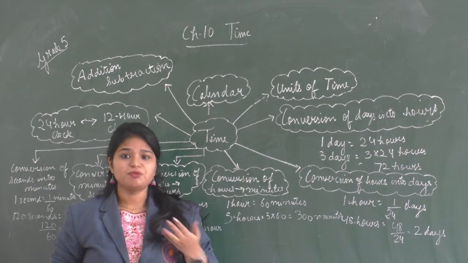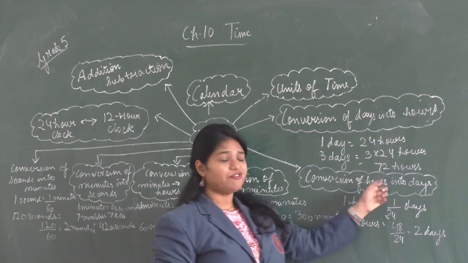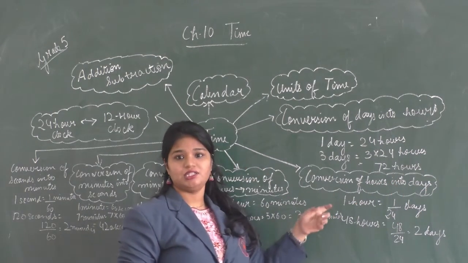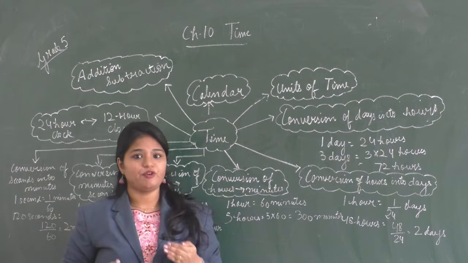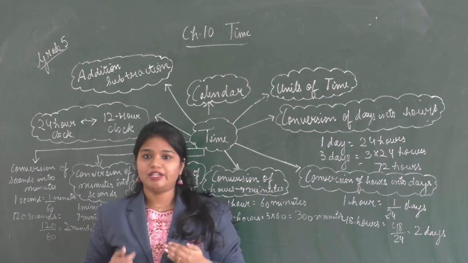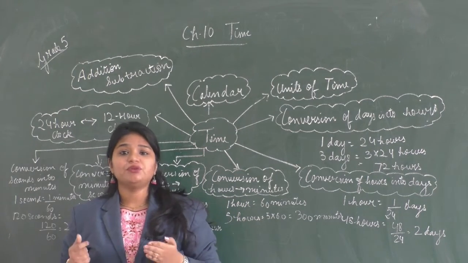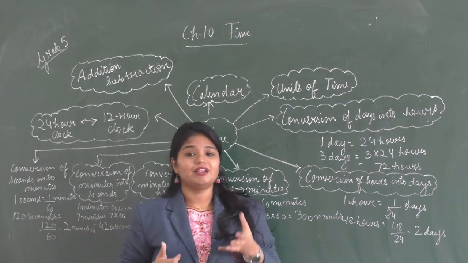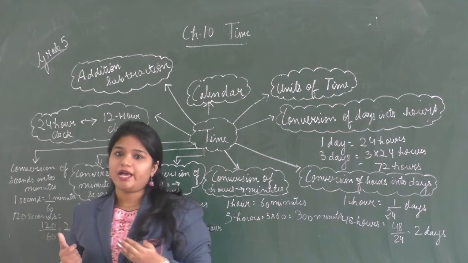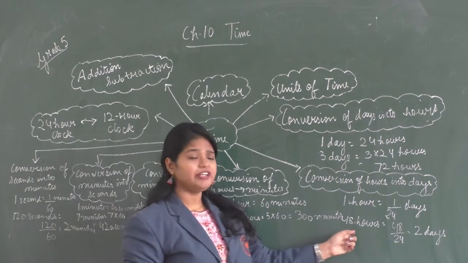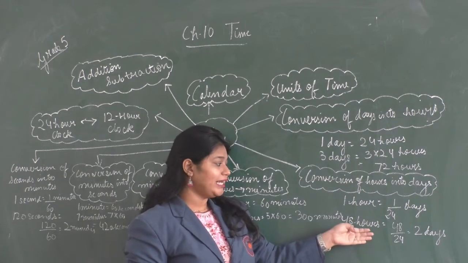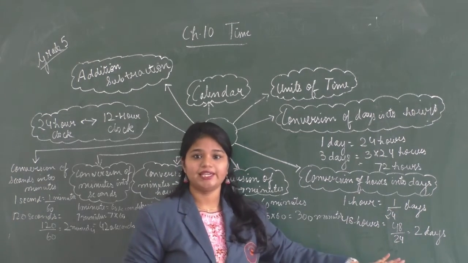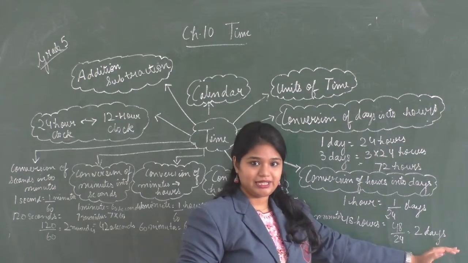Next we learn the opposite of it, that is conversion of hours into days. We know that 1 hour is equal to 1 by 24 day. That means 1 divided by 24. So whenever you need to convert number of hours into days, we divide the number of hours provided by 24. So here if I need to convert 48 hours into days, I will divide 48 by 24. I get the answer 2 days.